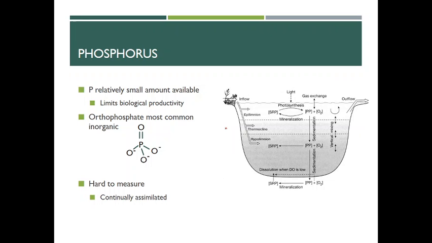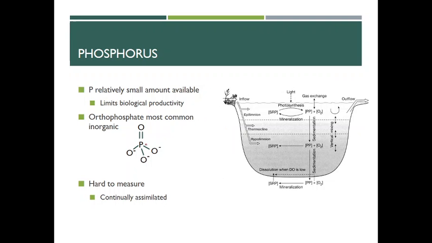Phosphorus is extremely important in aquatic systems because it is basically the main limiting resource, right? It limits biological productivity. If you add a pound of nitrogen to a lake, you'll see an increase in growth. If you add a pound of silica for diatoms, you'll see an increase in growth. But if you add a pound of phosphate, you'll see a huge increase in growth. Okay, this is the phosphate.